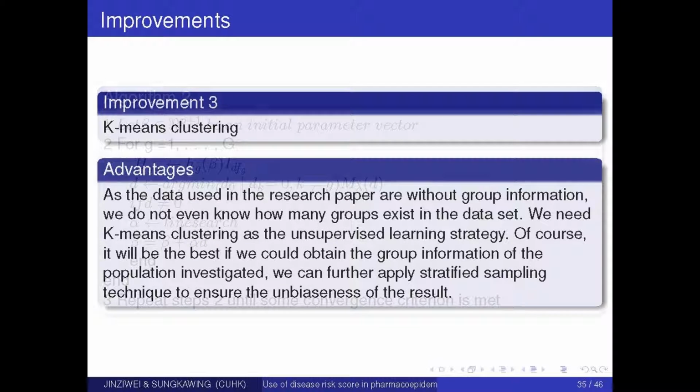For the third improvement we can think of, it is k-means clustering. As the data used in the research paper are without group information, we do not even know how many groups exist in the dataset. We need k-means clustering as an unsupervised learning strategy. Of course, it would be best if we could obtain the group information of the population investigated. We can further apply stratified sampling to ensure the unbiasedness of the result.